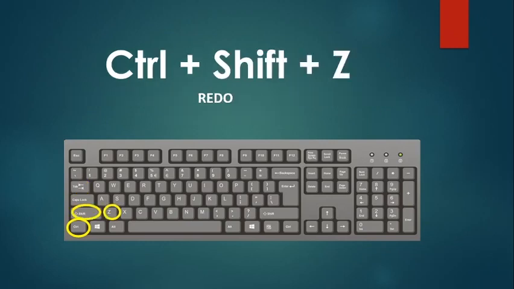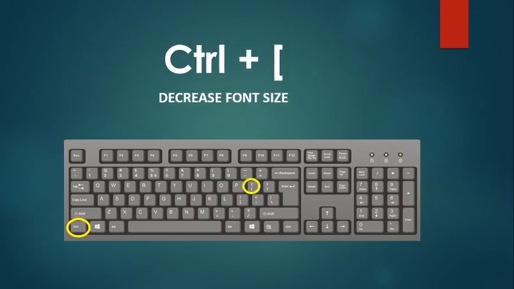Now next one is Ctrl Shift C. This does the same thing as Ctrl Y, which is redo a particular function or whatever you've done recently. Now next one, this is Control plus the bracket sign, so you can call it open bracket, or I'm not sure why it is called.